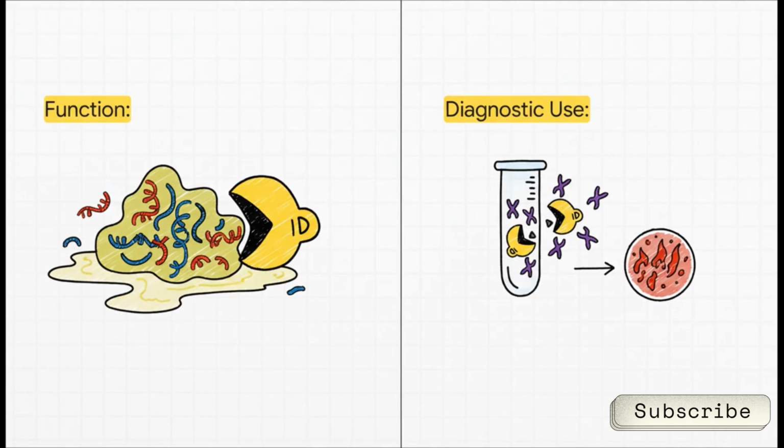Next is streptodornase, or DNase. Its job is to liquefy pus by breaking down all this sticky DNA from dead cells. This thins out the pus, making it way easier for the bacteria to move around. Now, for your exams, here's the key takeaway. It's all about the diagnostic use. We measure antibodies against DNase B to look back in time and diagnose skin infections and post-streptococcal glomerulonephritis.